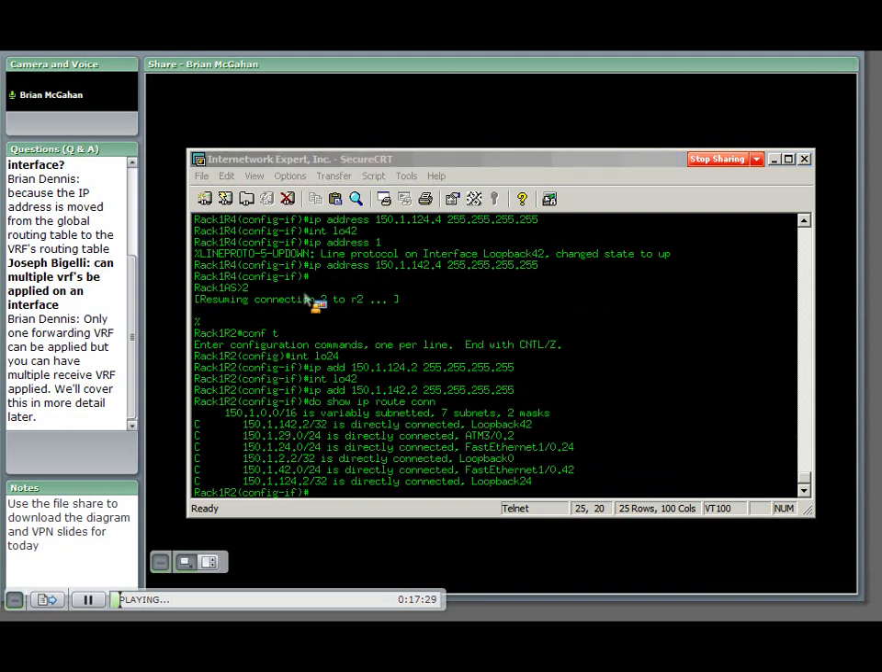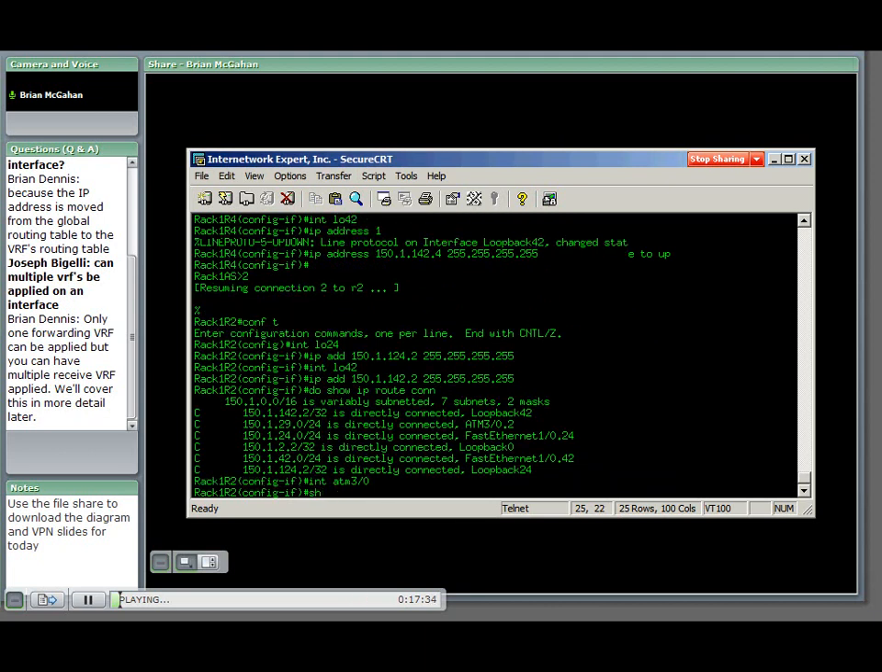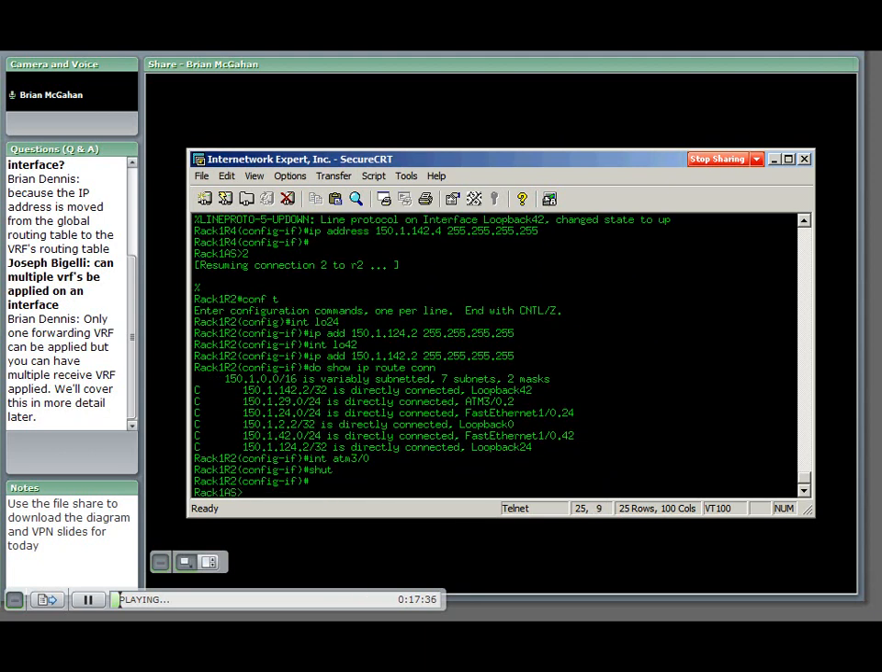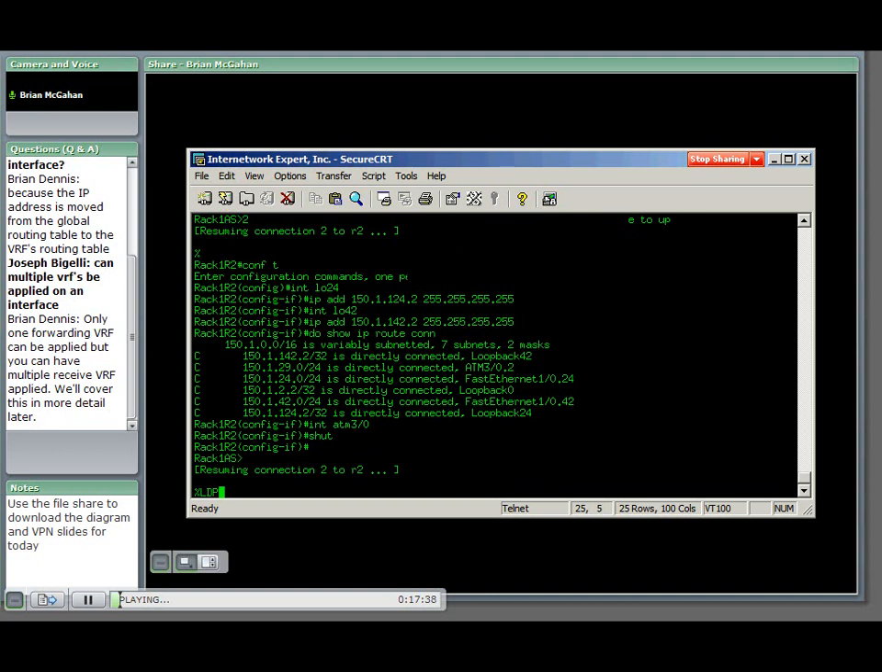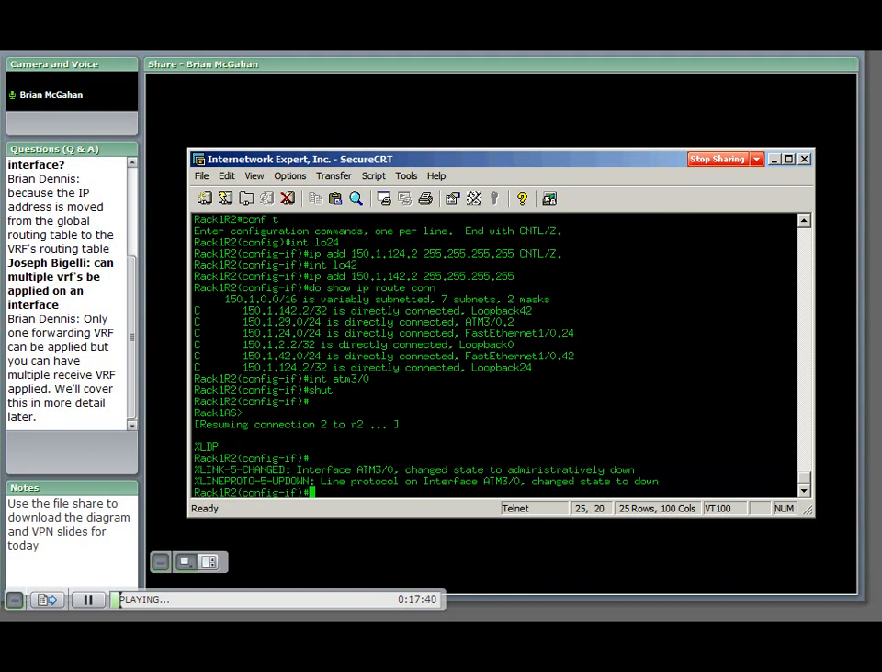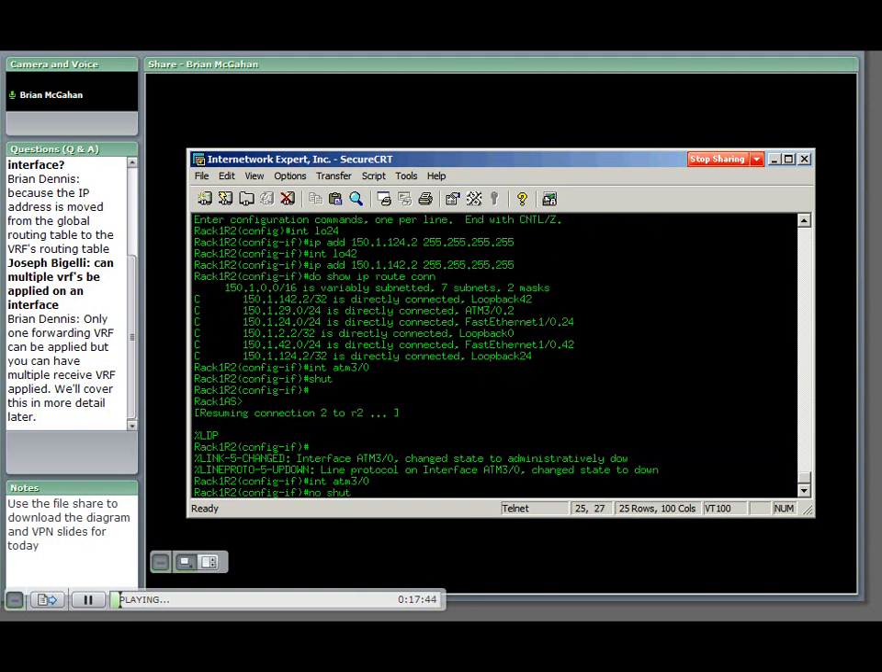So we have our two Ethernets there and our two loopback interfaces. Let me shut down these other interfaces. Actually, let's leave the ATM up so we can see the difference between the global table and the VRF tables here.